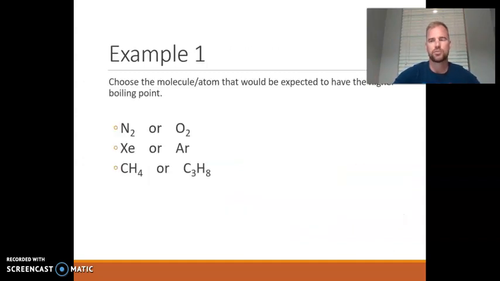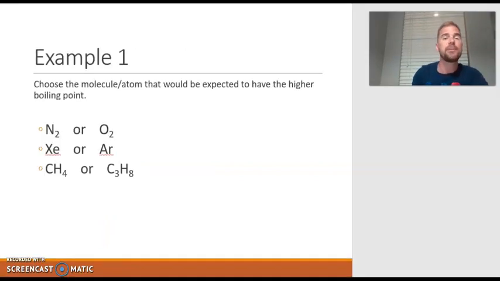So let's process through that a little bit. In example 1, I want us to take a look at 3 separate questions, and I want you to choose the molecule or atom that would be expected to have the higher boiling point, which remember essentially means the higher intermolecular forces. So remember, every single molecule experiences London dispersion forces. We just need to figure out which ones are stronger.